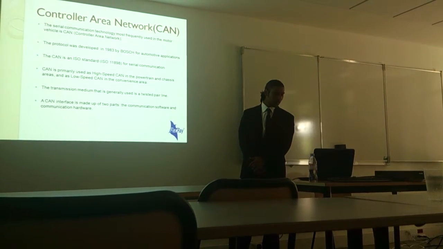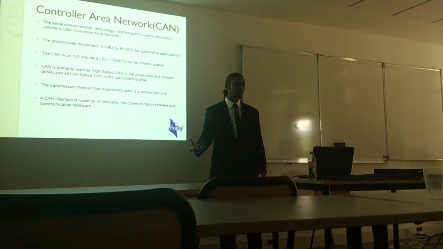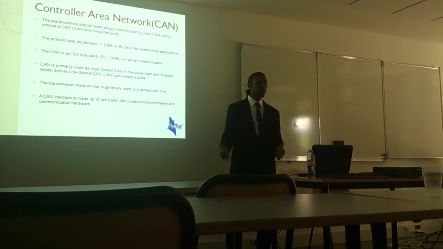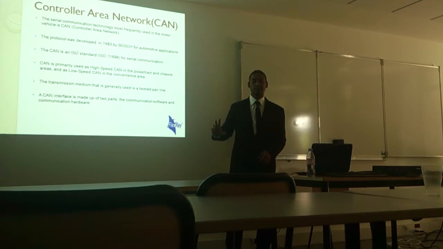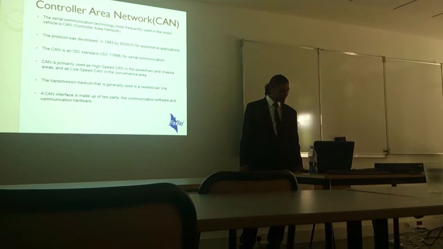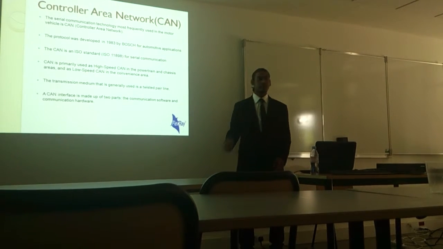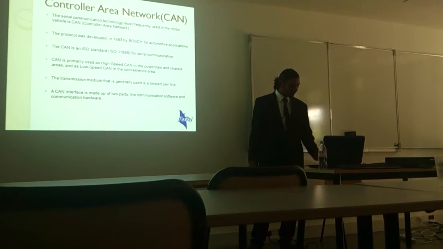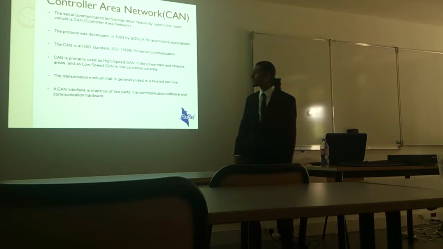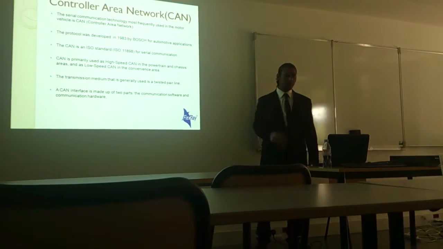Powertrain is basically the engine, anything to do with the engine and power transmission, and the chassis areas are more like the structure, the suspension, the steering, etc. And low speed CAN is for the convenience area, for small applications like the wiper and water. A CAN interface is made of two parts, the communication software part and a communication hardware part. We'll go a little bit into detail on CAN.